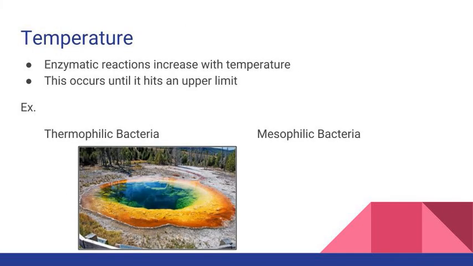Next up, we will look at the temperature's influence. Temperature will influence the rate of enzymic reactions, as the rate tends to increase with temperature until it hits an upper limit. For example, thermophilic bacteria, such as those found in hot springs or deep-sea hydrothermal vents, tend to thrive in temperatures up to 60 degrees Celsius, whereas mesophiles, which is what we will commonly work with, will be happy in their optimum temperature, which is around 25 to 40 degrees Celsius.